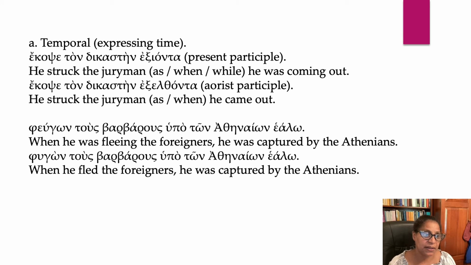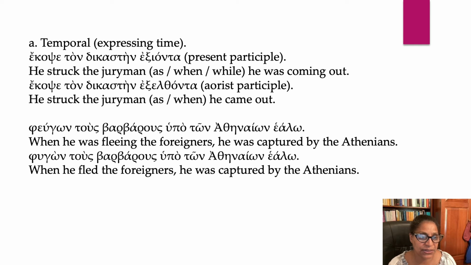All right, so circumstantial participles, as I said, can be translated using a temporal clause expressing the time. Here I've got two examples, one using the present participle from eimi and the other using the aorist participle from erchomai. "Ekopse ton dikasten exionta," right? He struck the juryman as, or when, or while he was coming out. Here we're translating it temporally, and you can always translate temporally. The point is that he was in the process of coming out and the subject struck him.